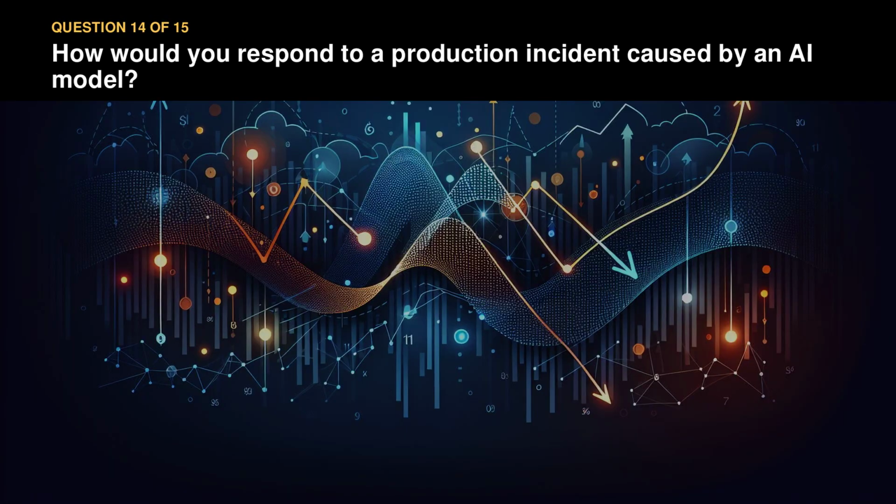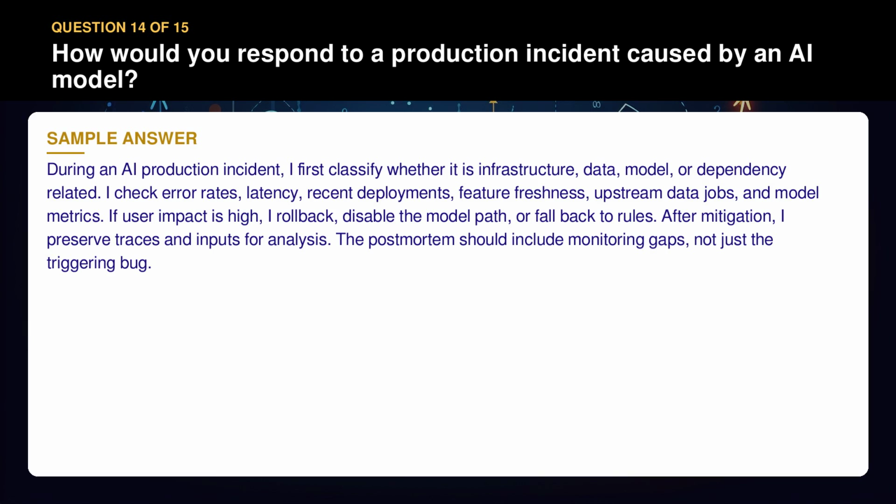Question 14. How would you respond to a production incident caused by an AI model? During an AI production incident, I first classify whether it is infrastructure, data, model, or dependency related. I check error rates, latency, recent deployments, feature freshness, upstream data jobs, and model metrics. If user impact is high, I roll back, disable the model path, or fall back to rules. After mitigation, I preserve traces and inputs for analysis. The postmortem should include monitoring gaps, not just the triggering bug.